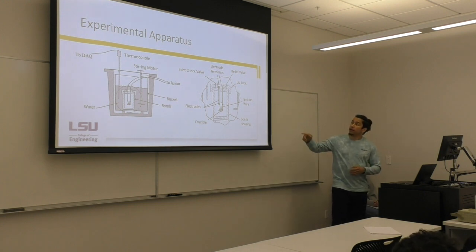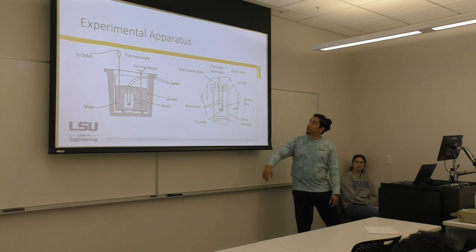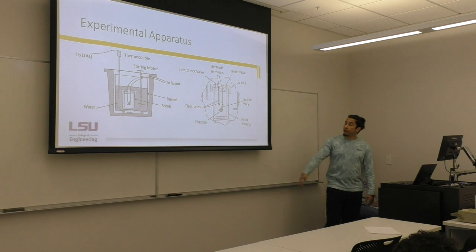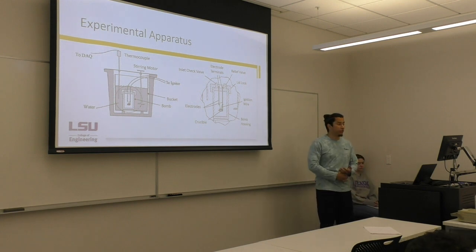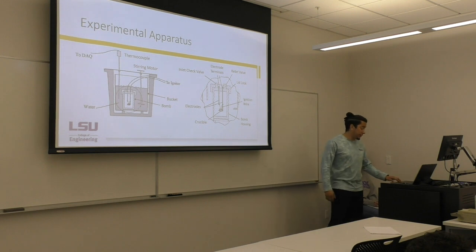The electrodes provide the electricity to the fuel sample that's being held in the crucible, and then the ignition wire as well. All of this is self-explanatory and also explained in the group lead presentation the week before, so I won't go too much into detail there. But remember, stirring motor, uniform temperature for the water.